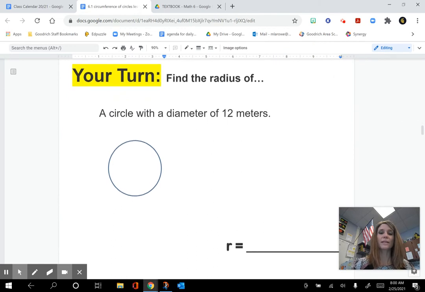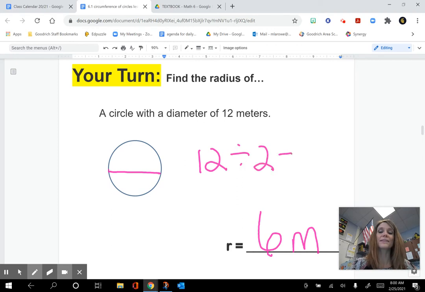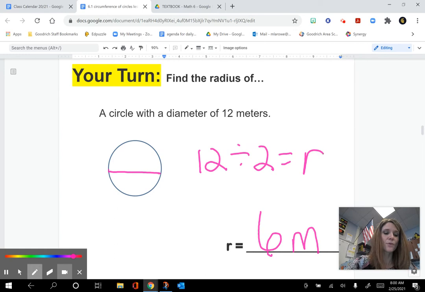Your job is to find the radius of your circle. The diameter is 12 meters. Remember to label. So I hope you said that if 12 gets me all the way across, then 6 meters gets me half the way across. Take that 12 distance, divide it into two parts, and that's going to give you one of your radius values. Remember that the radius is just that section, not all the way.